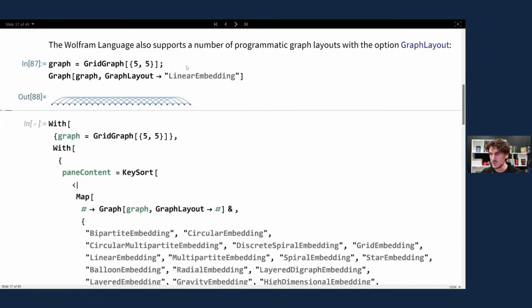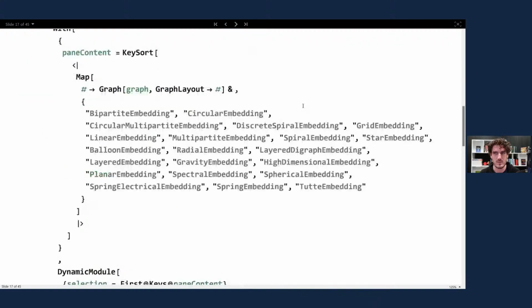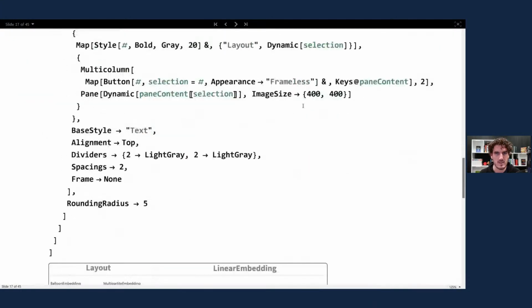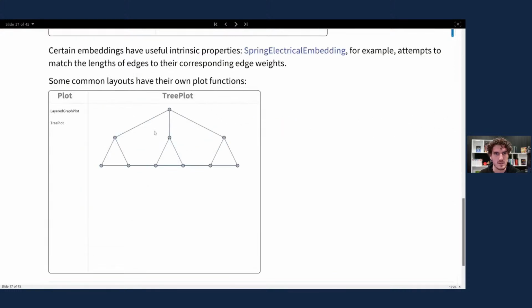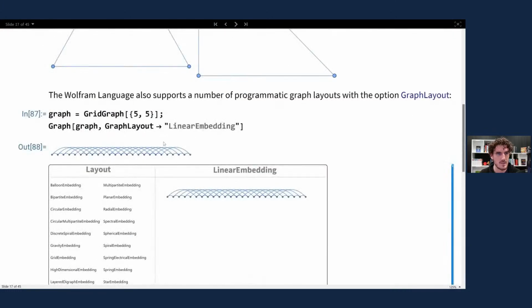That's all we're doing there. We're just mapping it over many different embeddings. So yeah, thanks for your question. This is kind of the magic behind these nice visualizations. But that's really what's going on.